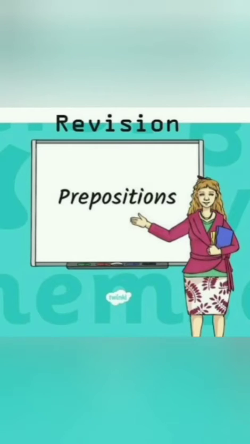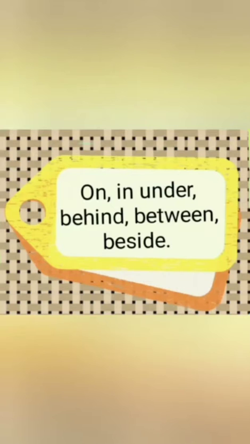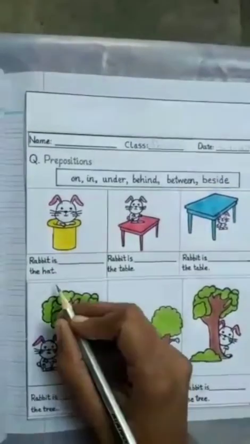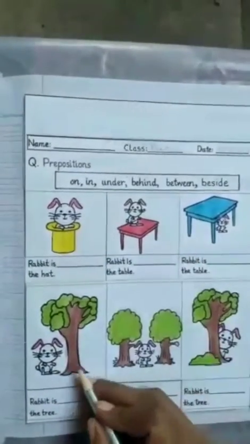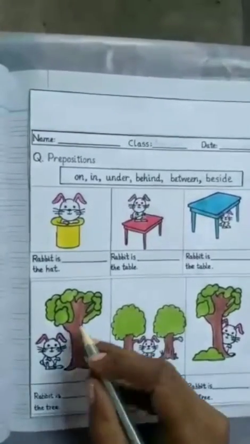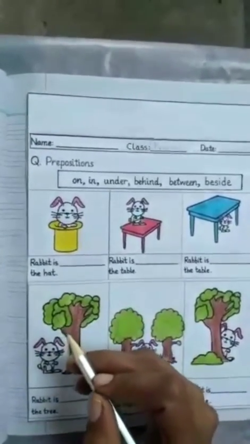A preposition tells us where a person, an animal or a thing is. Example: on, in, under, behind, between, beside, etc. These are called preposition words. Come to the worksheet. You can see a rabbit over here with the changing positions. Let's find out his correct positions.